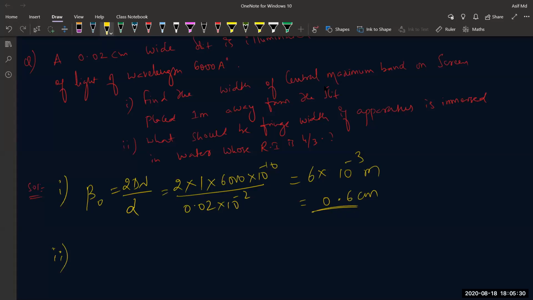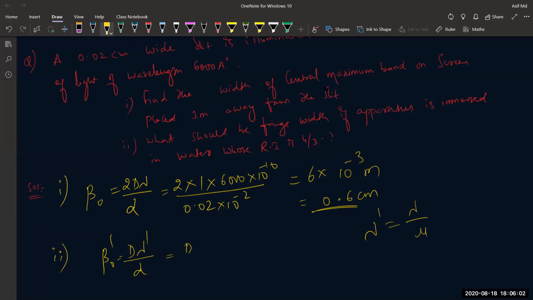What should be the fringe width if it is immersed in the water? You know that when it is immersed in the water, the fringe width will become beta naught dash, which is d into lambda dash divided by small d. When the apparatus is immersed in the water, what will the fringe width be? It may be the first or it may be anything, so it is d lambda by d. Lambda dash is equal to lambda by mu.